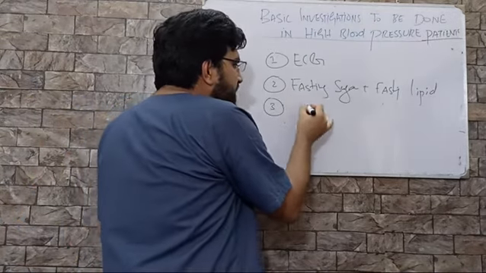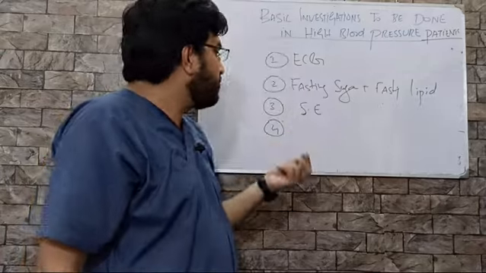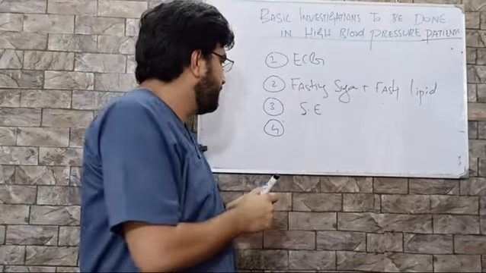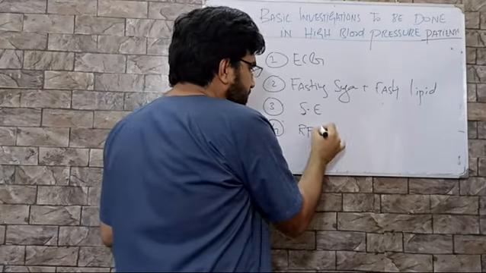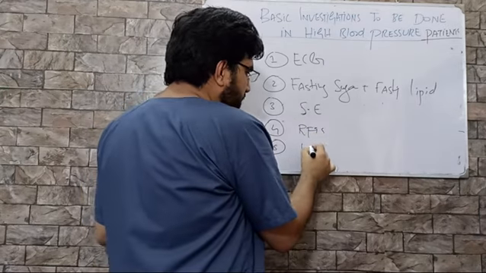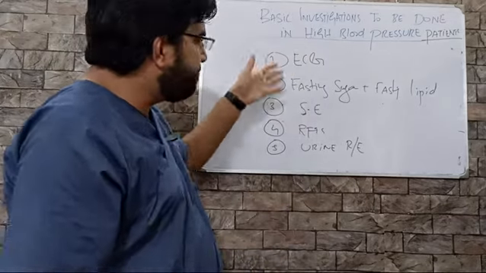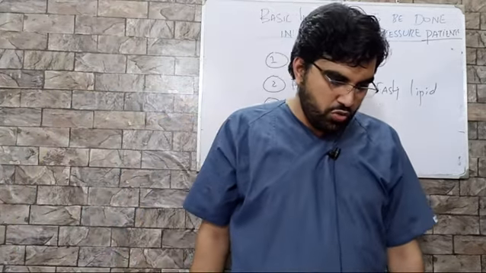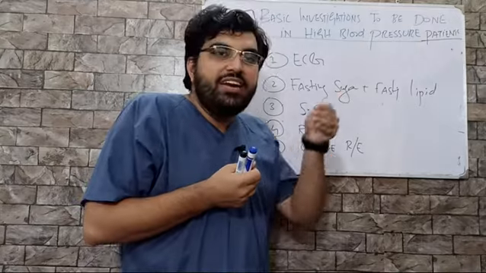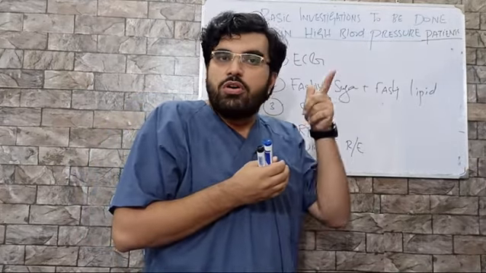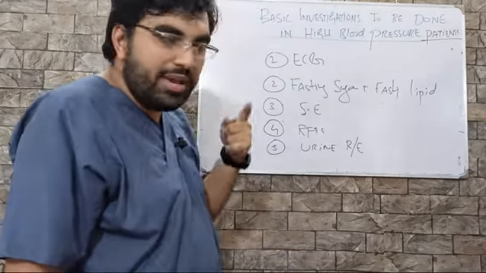Number 3, serum electrolyte. This is the basic investigation you need to do in any hypertensive case. Serum electrolyte will tell you a lot. The fourth thing you should do is RFTs. And the fifth thing is urinary. Now these are the 5 basic investigations you need to do in any case of hypertension. The extended investigation is reserved for secondary hypertension, and I will make another video on that.